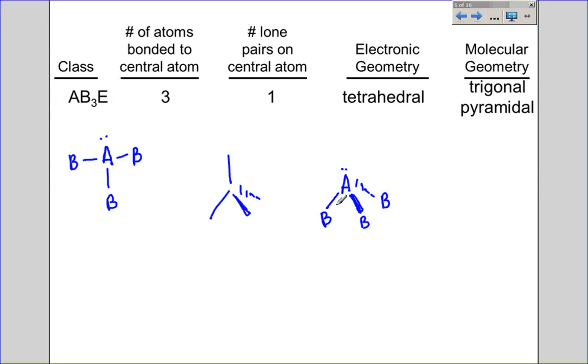A way to avoid memorizing all the geometries is to be able to visualize them as much as possible. Okay? And if you know your basics, like the tetrahedral, then you can build the trigonal pyramidal quite easily from that. So this is the 3D picture. The angles here will be a little bit less than 109.5 degrees.